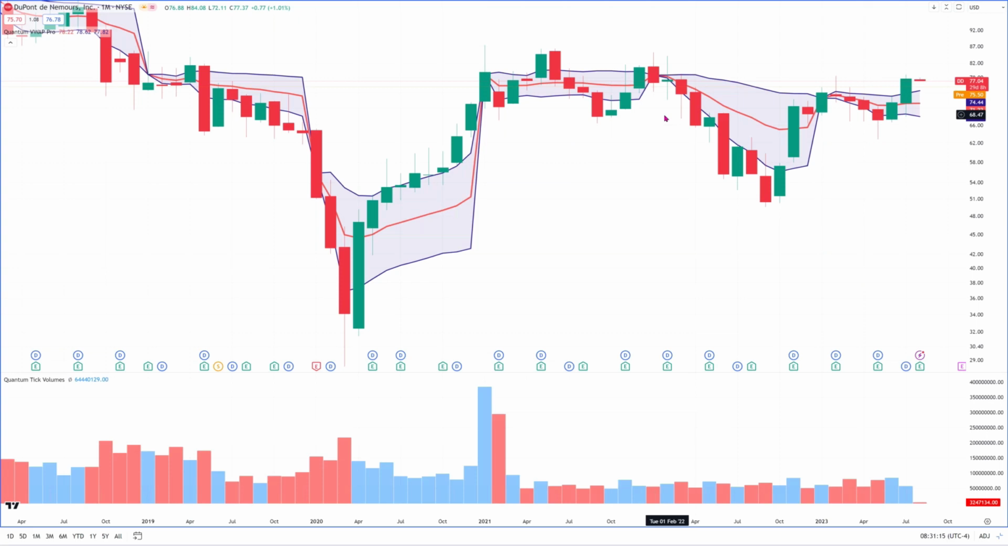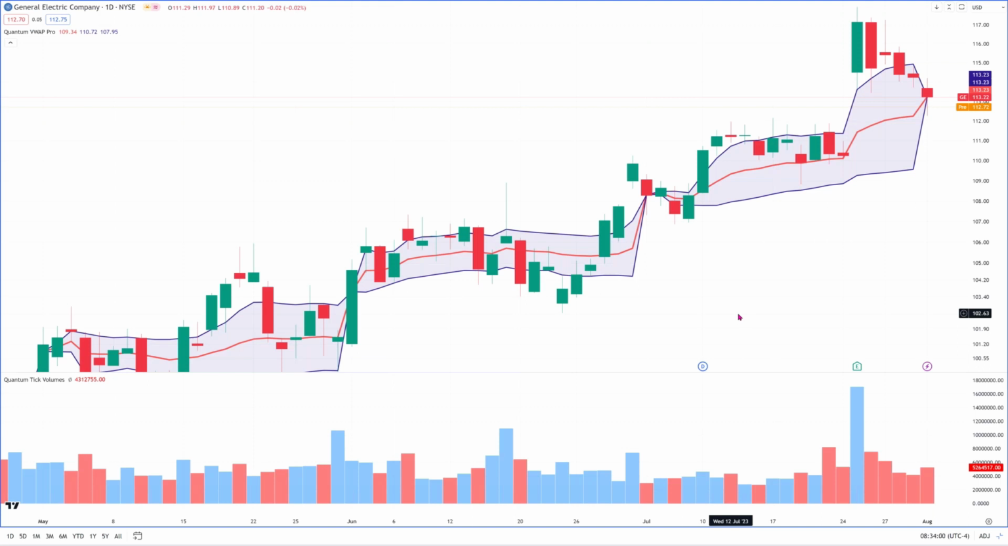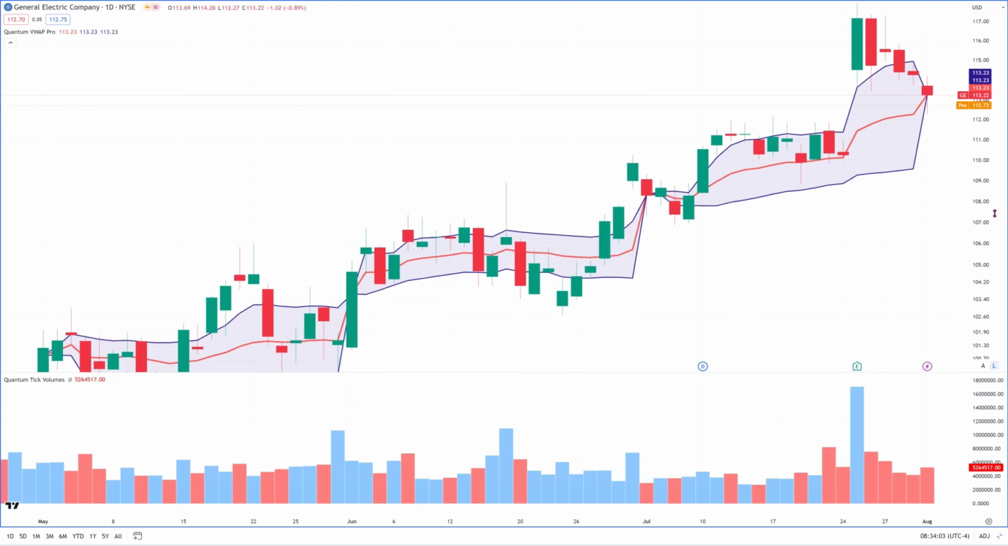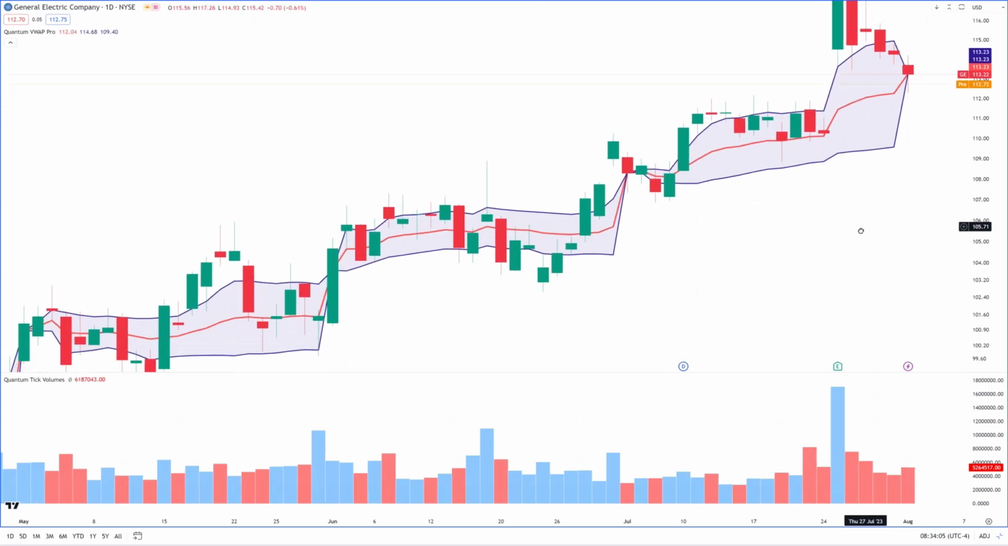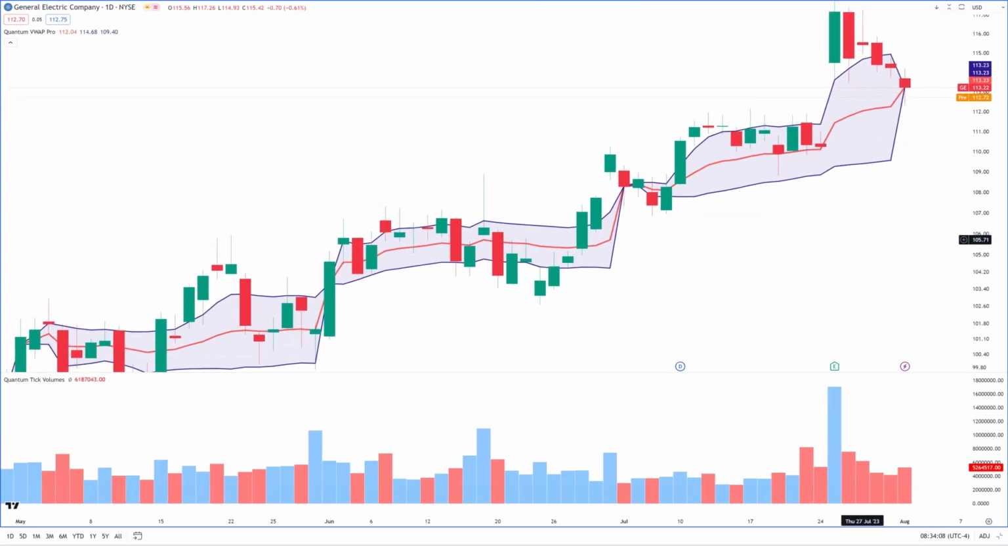So let's look at another example. Let's go to GE and go through the same exercise with that one. So here we are on GE on the daily time frames. Just expand that. There we are. Just try and squeeze all that in. There we go. GE is a very interesting stock. I've referenced it in one or two other videos.